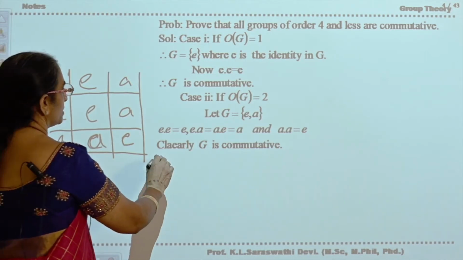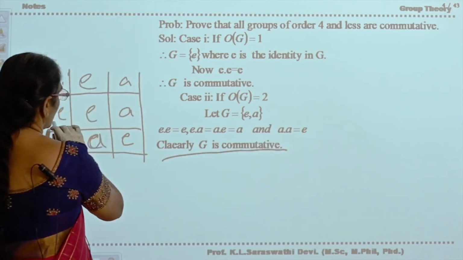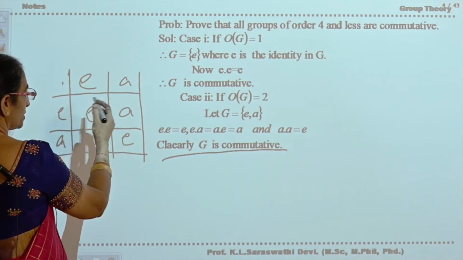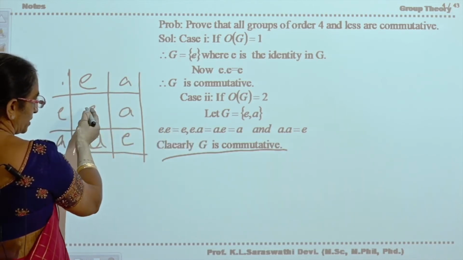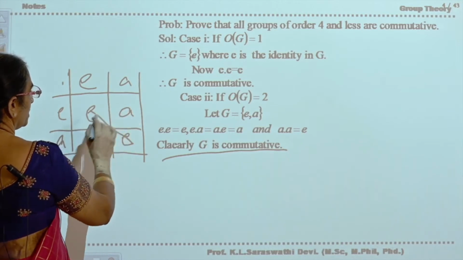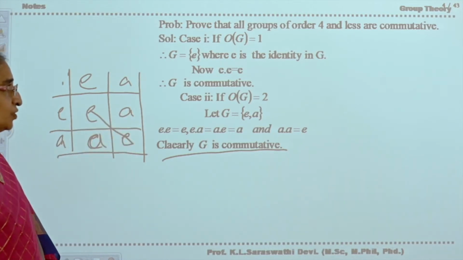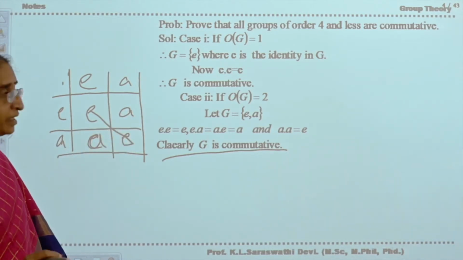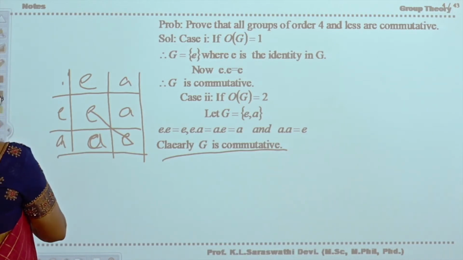Therefore, this is a commutative group. See, all the entries are in G and they are symmetric about the diagonal. So it is a commutative group, and A is the inverse of A. Is it clear?